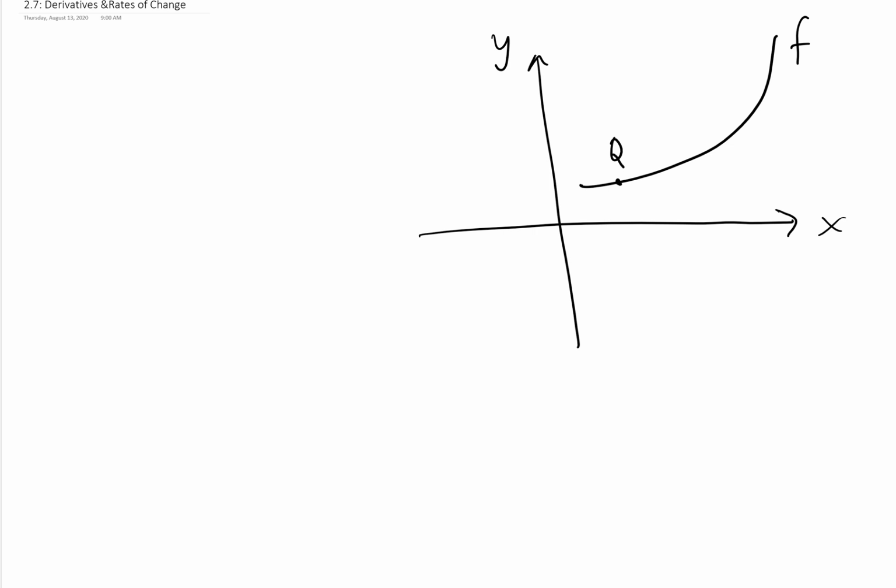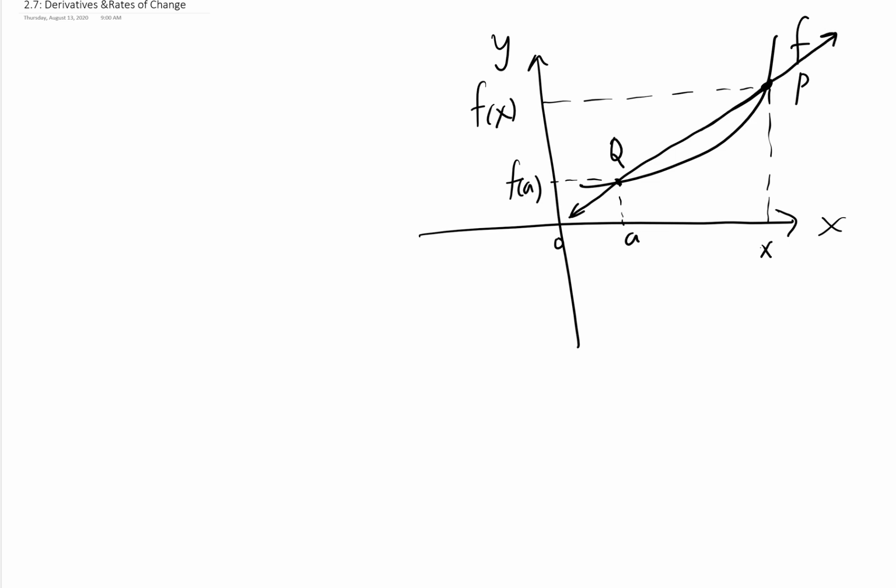point Q with coordinates a, f of a, and another point P with coordinates x, f of x. So the line connecting the two dots is called the secant line. So Q has coordinates a, f of a, and P has coordinates x, f of x.